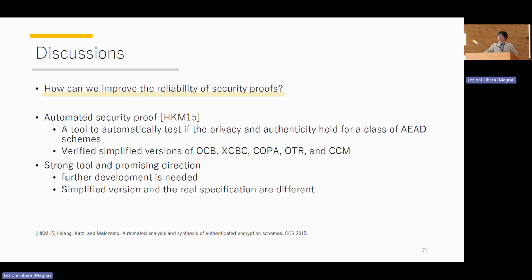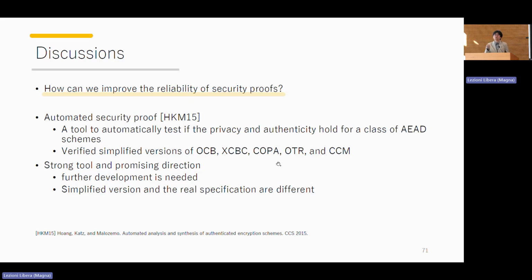I think automated security proof is an important direction. It's a strong tool, and I think it's a promising tool. Further development is needed. So this reference verifies the proofs of these schemes.